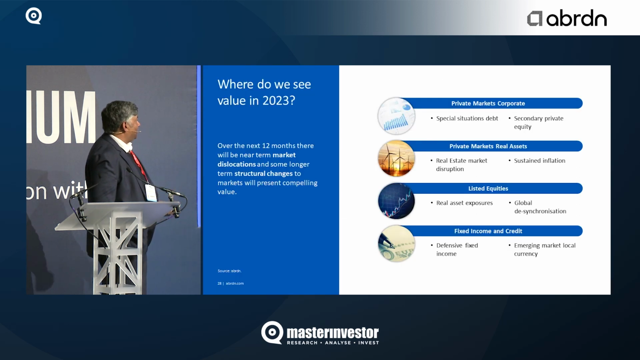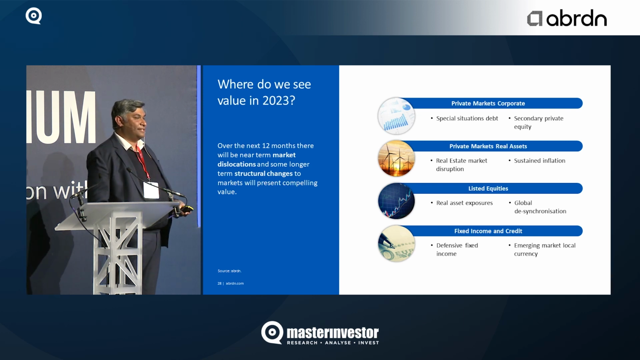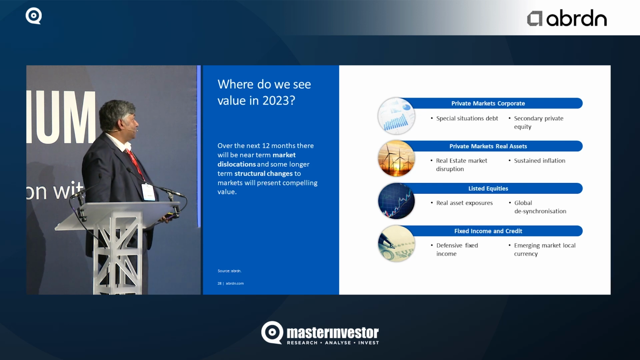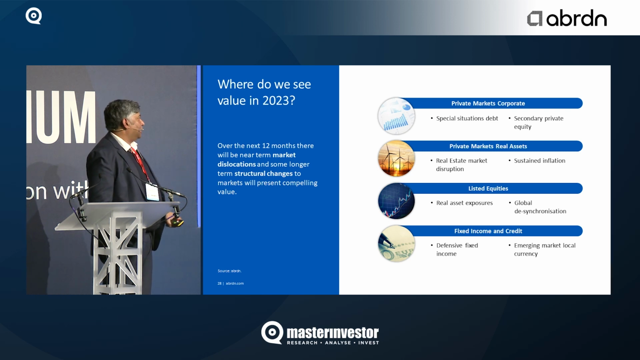And just where we see value in 2023, we've got special situations debt, where we see the banking crisis and opportunities coming out of that, and secondary private equity. Real assets and inflation-linked assets, and real estate disruption will play out over the next 12 to 18 months. On the liquid side, there's this global desynchronization, looking at China and Asia versus developed markets. And in fixed income, we still favor defensive fixed income assets and local market currency.